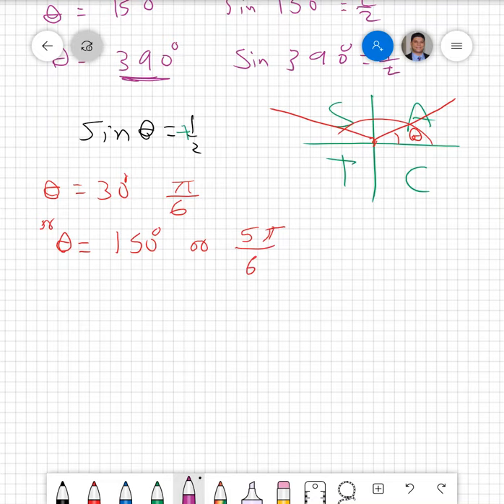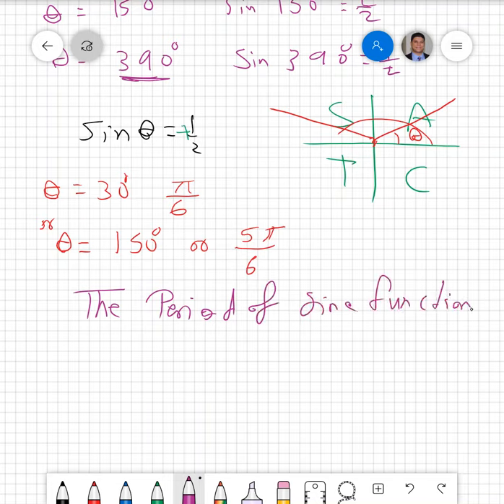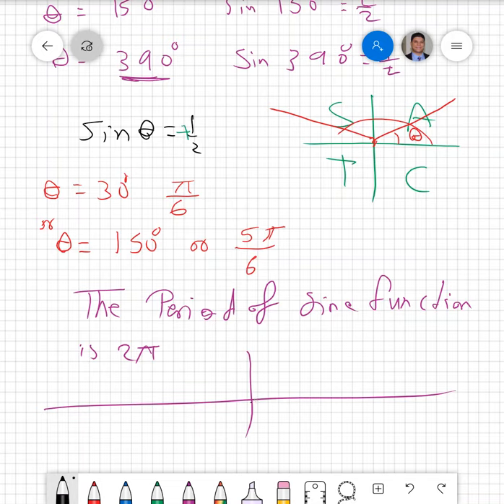As we learned before, the period of the sine function is 2 pi. So here, let us revise the graph of the sine function. After each 2 pi, we can repeat again.